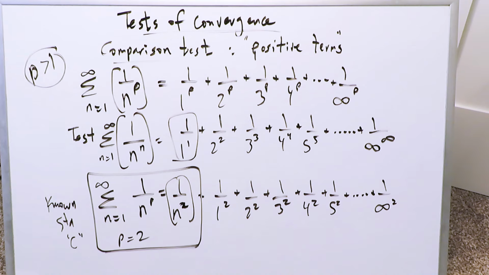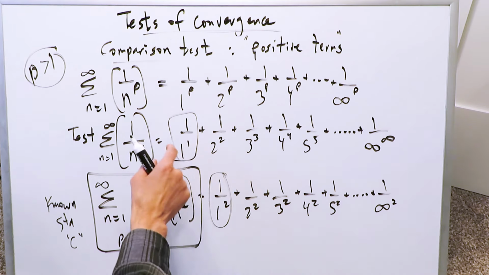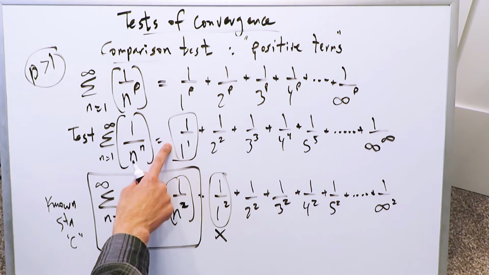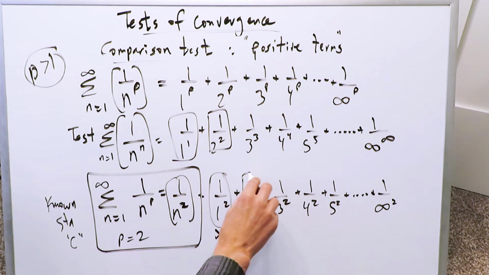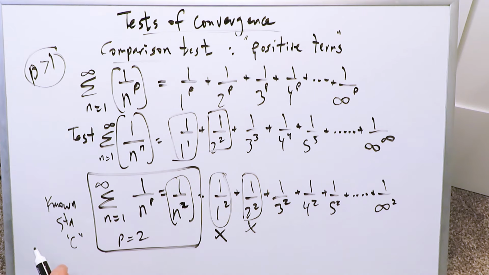Now we will do item by item analysis. Here's my first term, here's my first term. When I'm comparing the first term here, I'm getting a 1 and a 1, and I see a failure over here, the test value here is not smaller than your known value. When I look over here, I have 1 over 4, I look here, I have 1 over 4, and it fails again. The test is not smaller than the known standard.